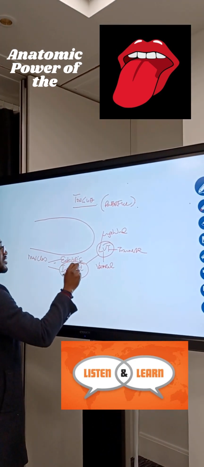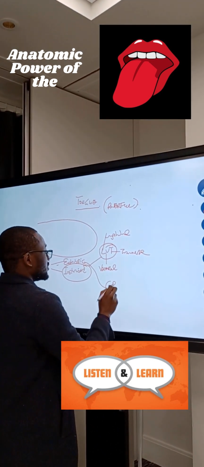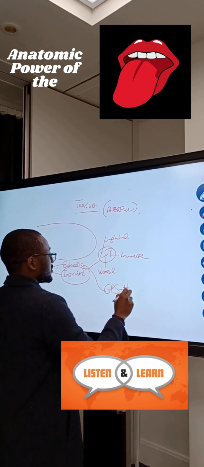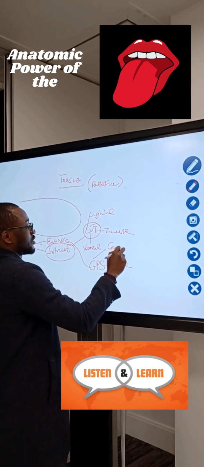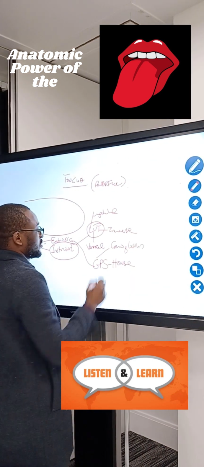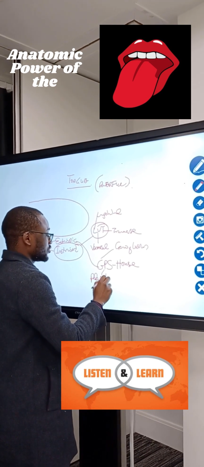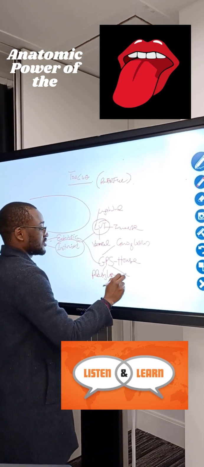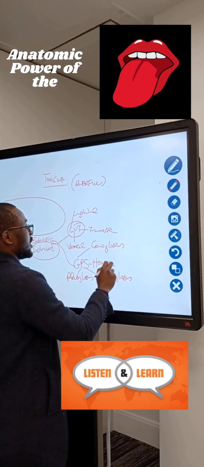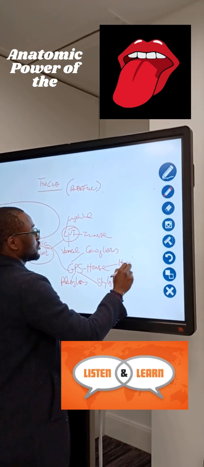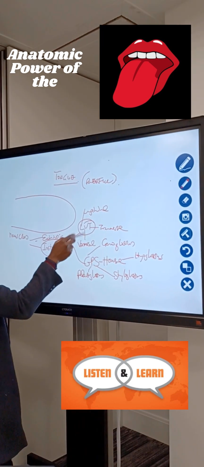Okay, the extrinsic muscles you can remember easily with what I call GPS house. G is genioglossus, P is palatoglossus, S is styloglossus, and H is hyoglossus. Now, together, there are four of these.